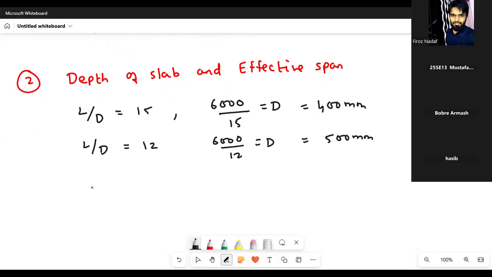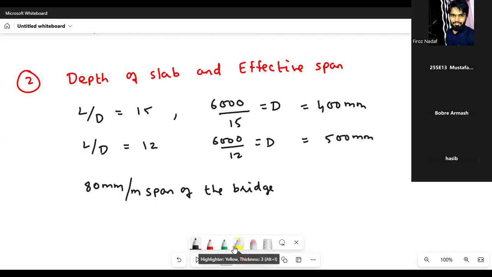And another approximate method we have, in case of slab culvert, the depth can be calculated as 80 mm per meter span of the bridge. So this is another method by which we can find the depth of the slab. So per meter span of the bridge, what is the span of the bridge that we have? 80 mm into per meter span. So our span is 6 meter. So this is coming as 480 mm.